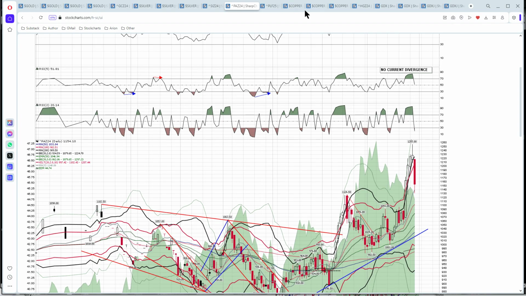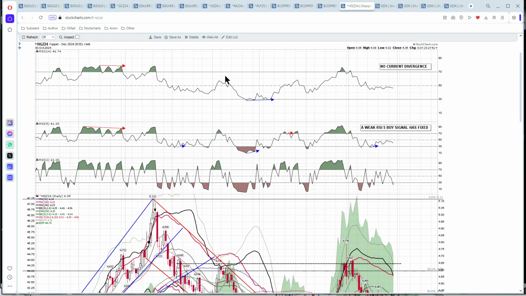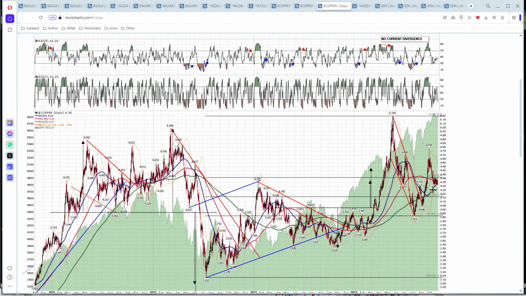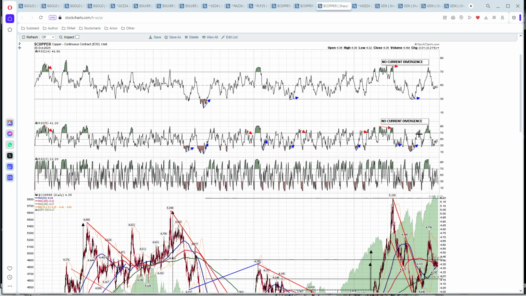We will see. All right, looking at copper. Copper, we've got a weak RSI 5 buy signal fix. So far, that hasn't done anything other than just have this trading sideways. We're testing the daily middle band from below, and we've got what is a possible double bottom here, but it would be improved by a retest of this low here, which we haven't seen yet. Waiting to see. This is compressing. We're probably likely to see a resolution into a big move one way or the other, and my lean would be that's probably going to be higher.